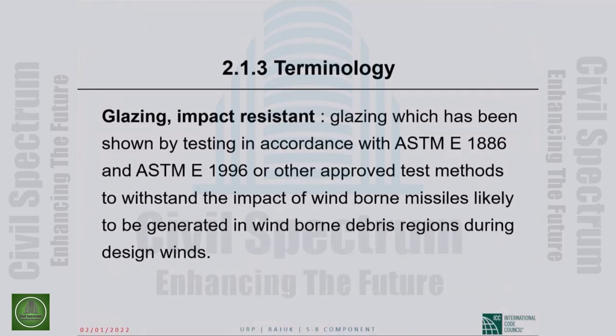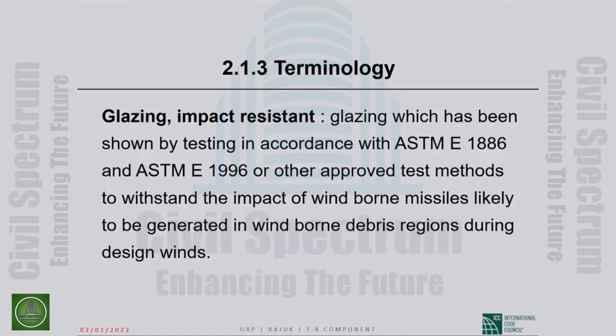Glazing that has been shown by testing or other approved methods to withstand the impact of windborne missiles likely to be generated in windborne debris region during design winds. Windborne debris region I haven't defined yet, but I will very soon. So there is hurricane-prone region or cyclone-prone region. A part of that is designated as windborne debris region.